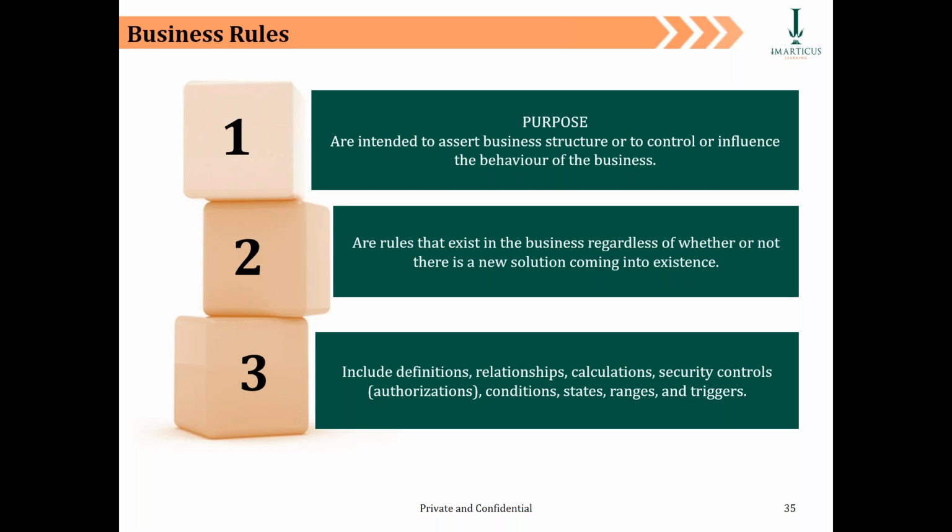The third part is most interesting. What is the nature of these business rules? Where do I find these business rules in an organization? So, guys, it includes a definition, for example, that of deposits above 50,000. It takes care of a certain calculation. It could be a security control. It could be a number range.